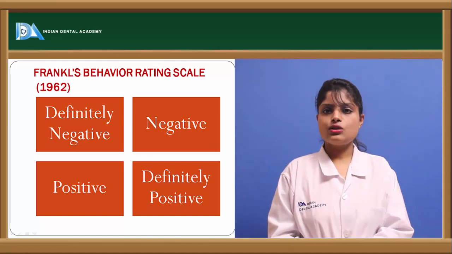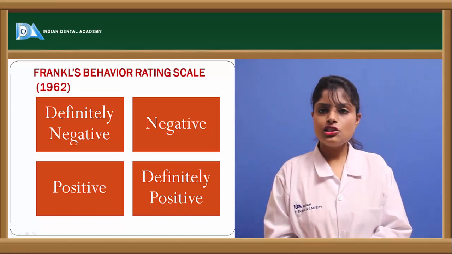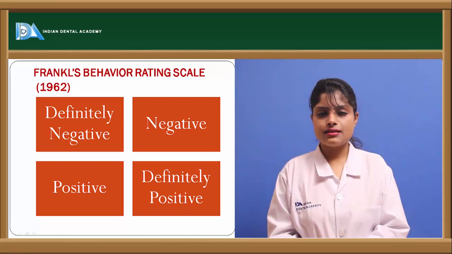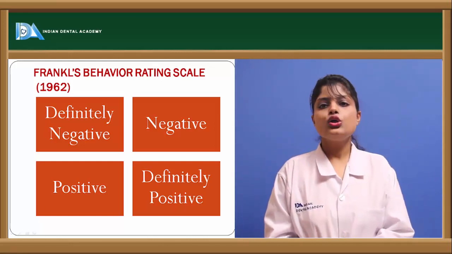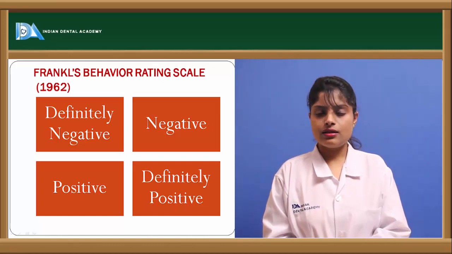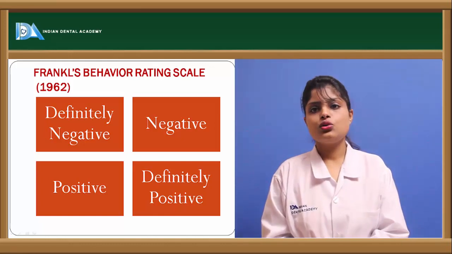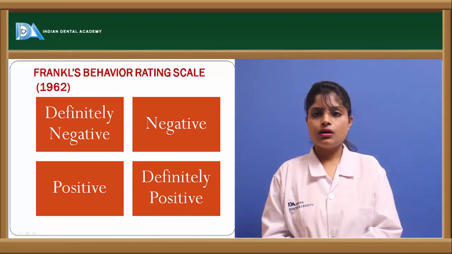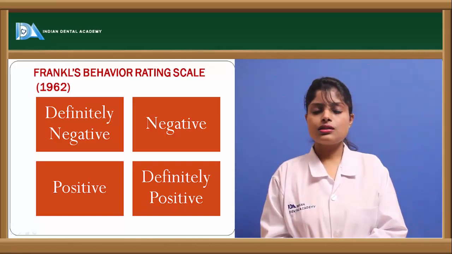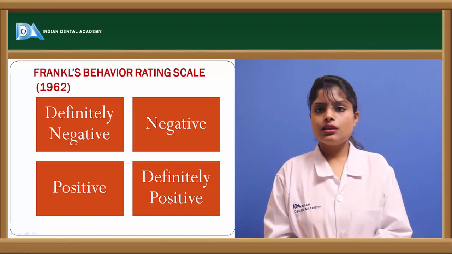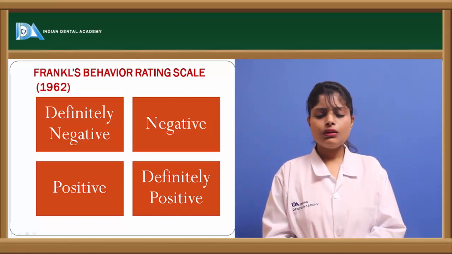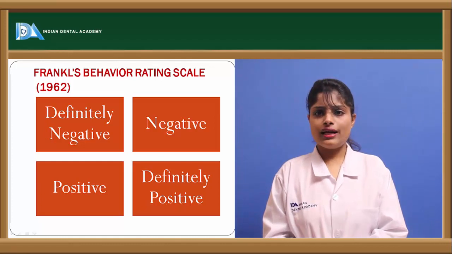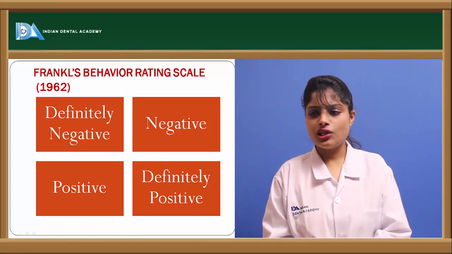Now, what is a negative child? Such a child will show slight negativism in behavior, but will finally accept the dental treatment through behavior management techniques. The child will be reluctant to accept dental treatment. Now, what is a positive child? This is a borderline case in which the child will accept the dental treatment but with slight resistance. He can also be a timid child, a shy child, or a whining child.